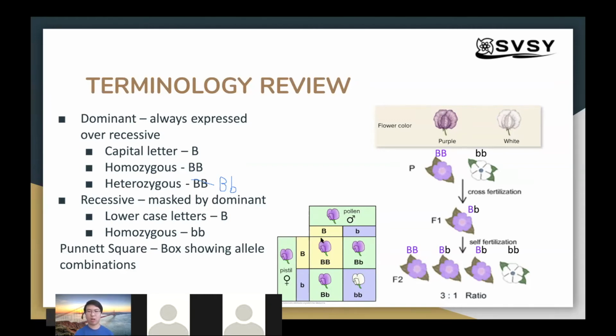And as you can see, you end up with one homozygous dominant flower, two heterozygous flowers, and one homozygous recessive flower. And as we talked about with the law of dominance, the homozygous dominant and the heterozygous flowers are all purple. And this flower here that's homozygous recessive is white. And so that's what Mendel saw in his 3-to-1 ratio. So now we know where this 3-to-1 ratio is coming from mathematically.